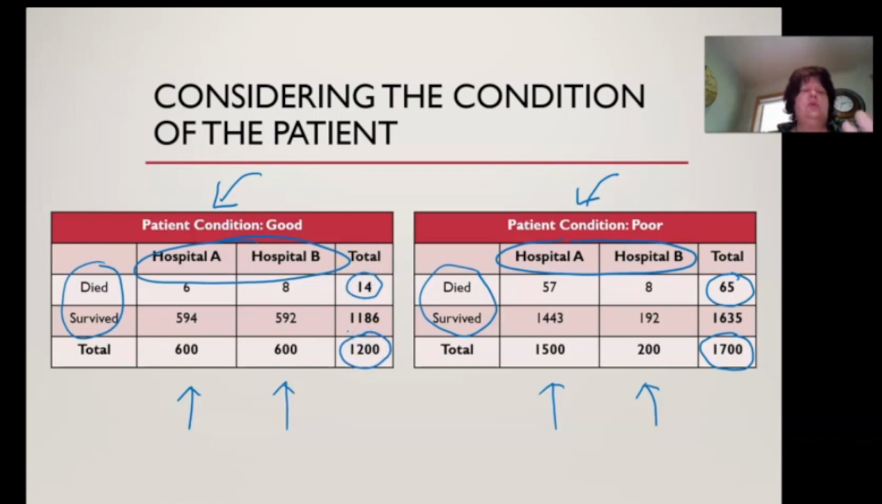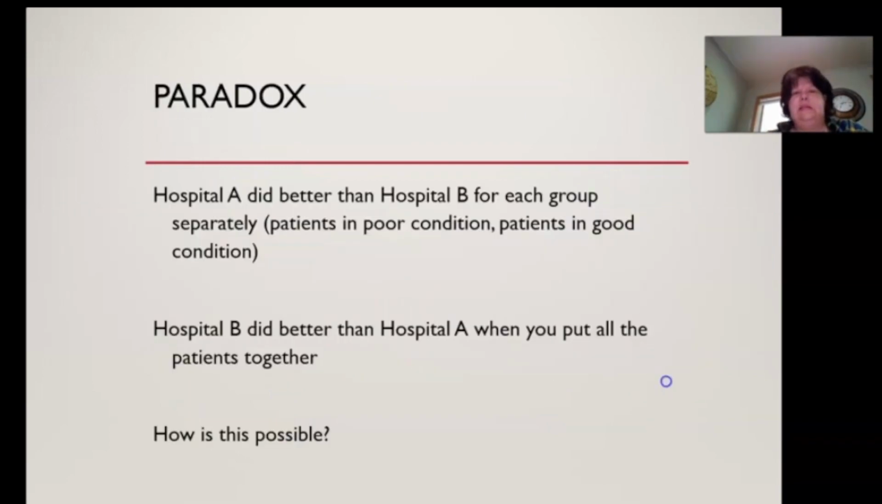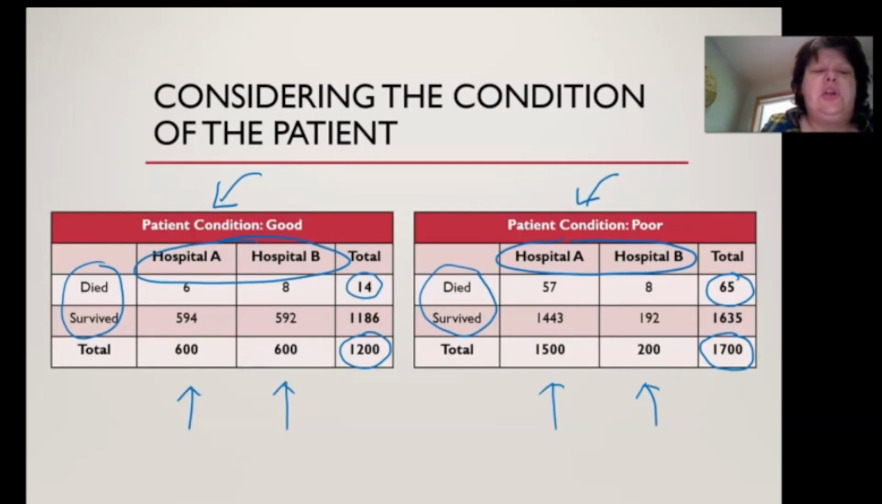So how do we dig up the statistics that we need to show this? So far, we're thinking hospital A did better than hospital B for each group separately. Hospital B did better than hospital A when you put them all together. And how is this possible? Now, this I didn't show you yet. Hospital A turns out to do better than hospital B for each group. Let's see if we can show that.